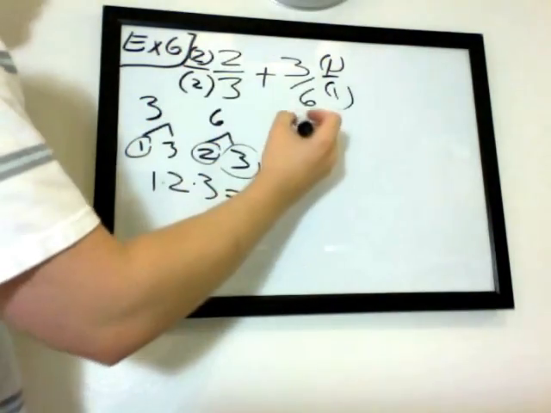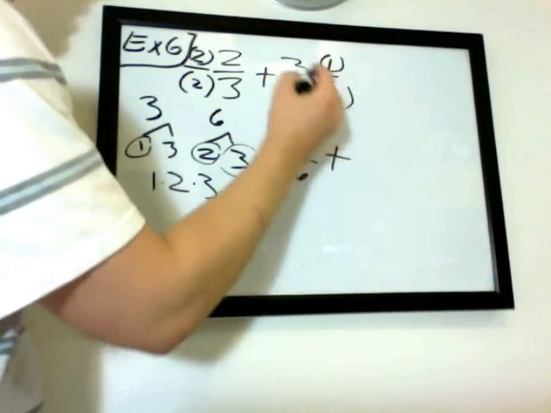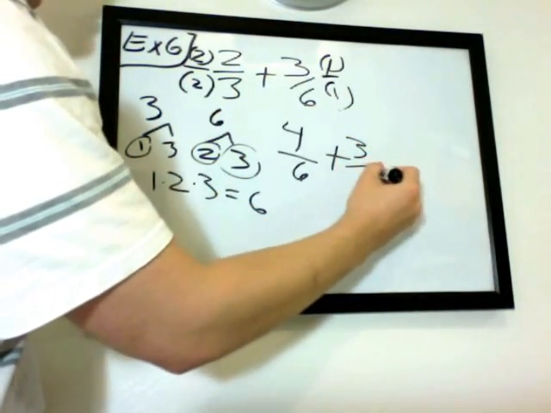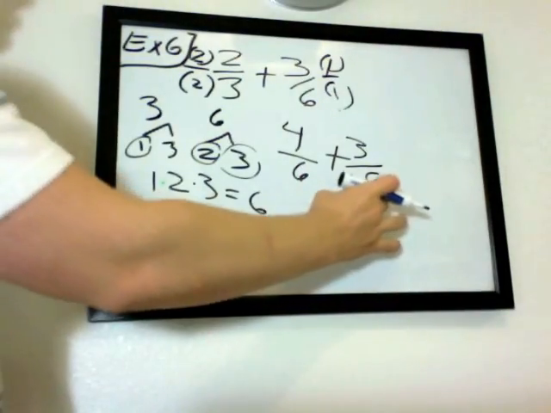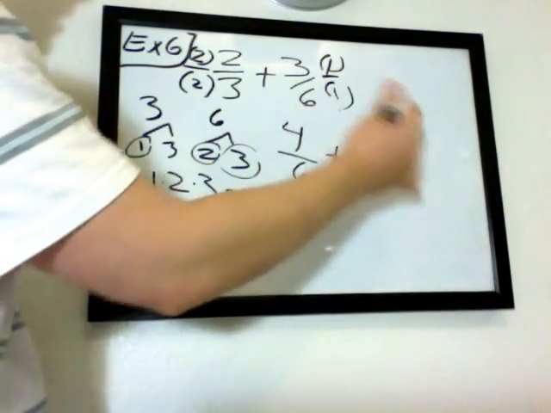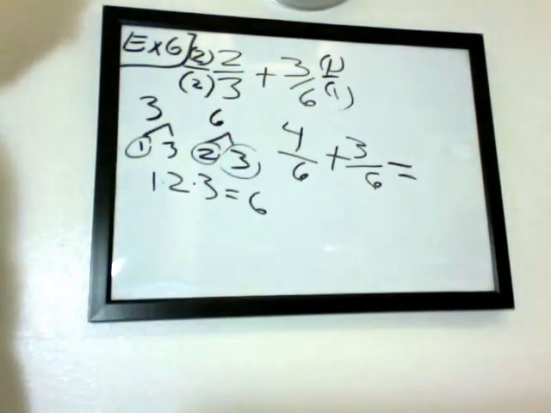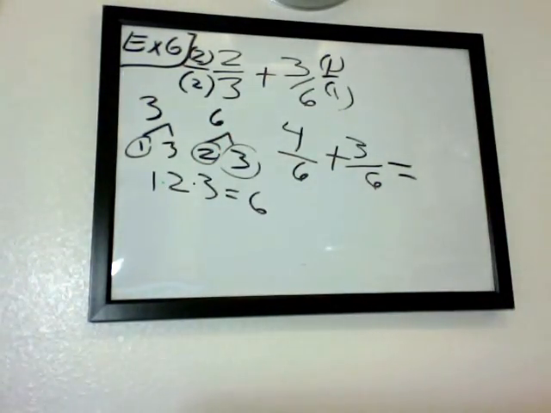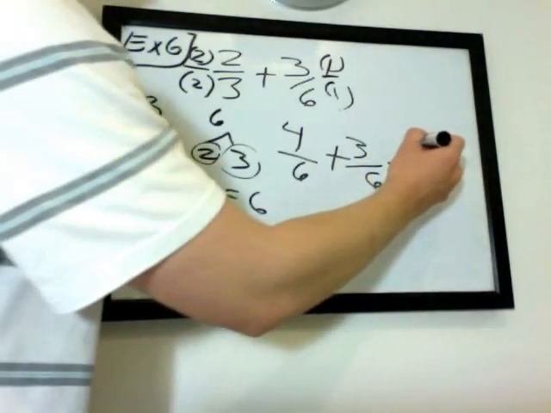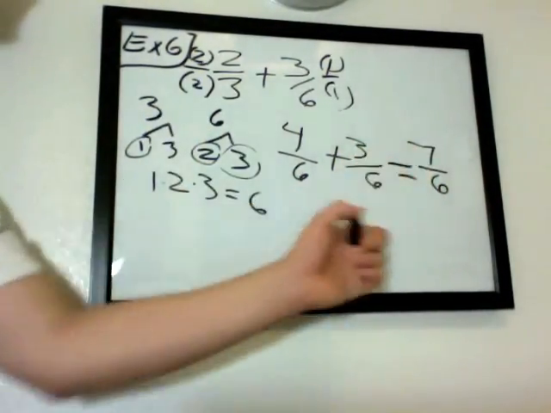So 2 times 2 is 4. 2 times 3 is 6. Plus 3/6. You see that the denominators are the same, so you keep them the same, and you can add just the numerators, the top numbers, together. 3 plus 4 is 7. We see 7/6. 7 is a prime, so it cannot reduce.